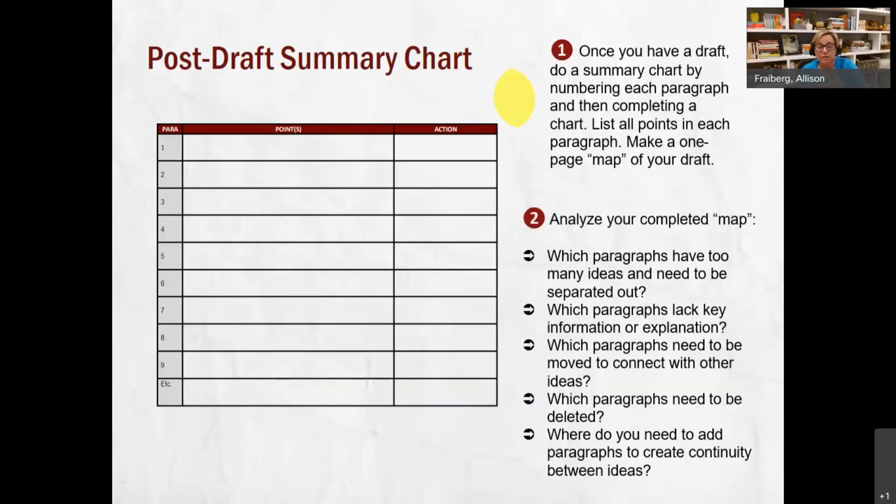Ask yourself which paragraphs need to be moved to connect with other ideas. Oh, wow, look, paragraph 3 and paragraph 7 really lead into each other well. I should put them closer together. Maybe you realize that paragraph 8 doesn't have a point, or maybe it has an amazing point, but not one that's related to this paper.